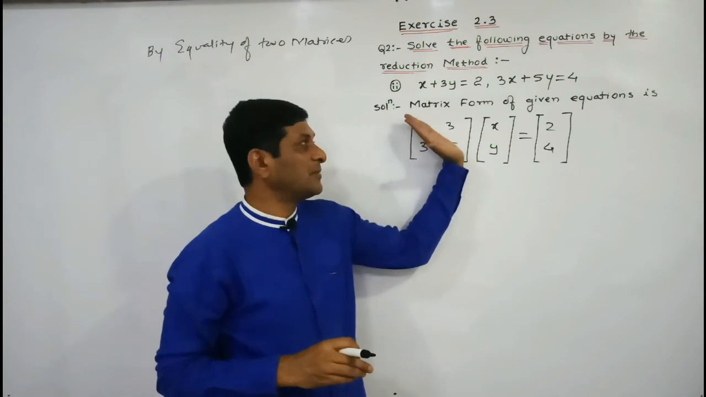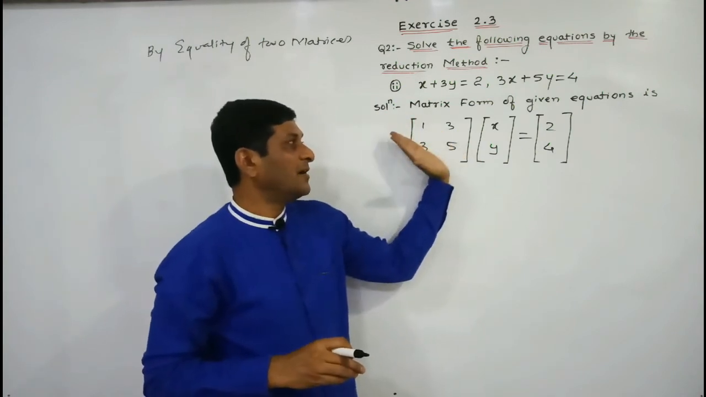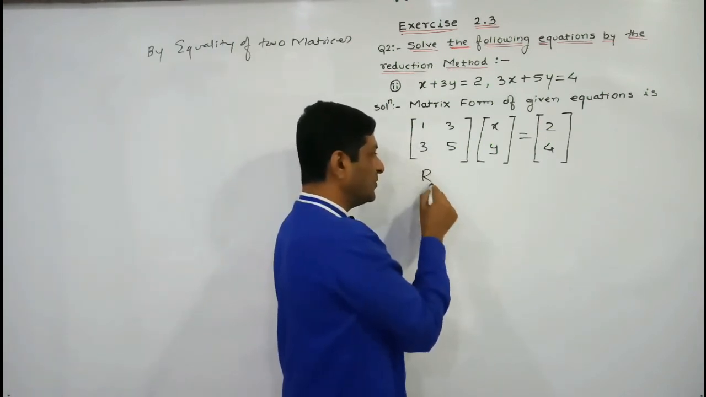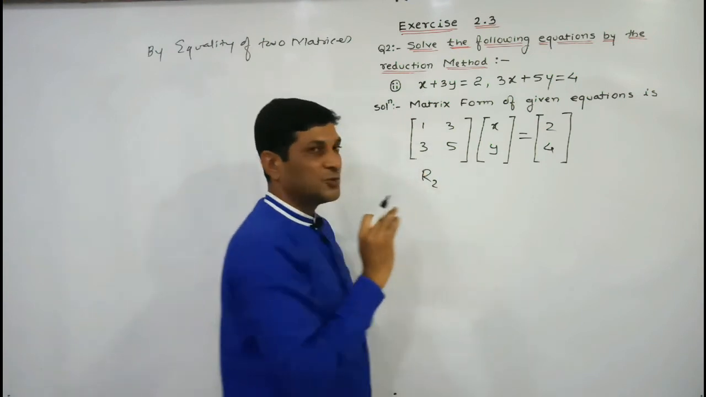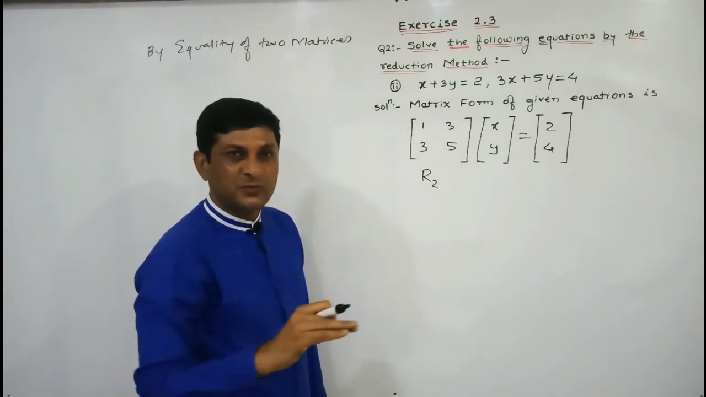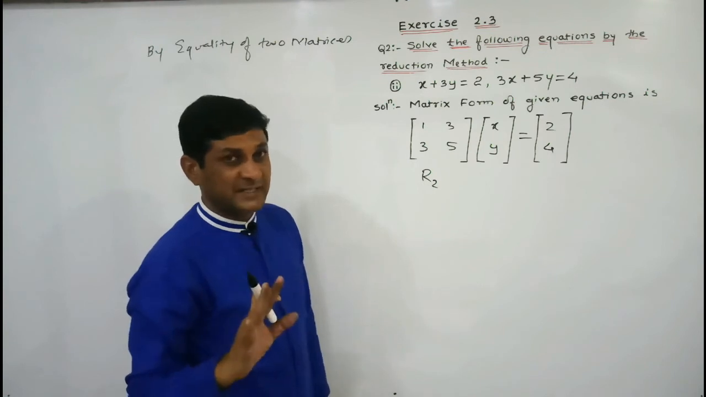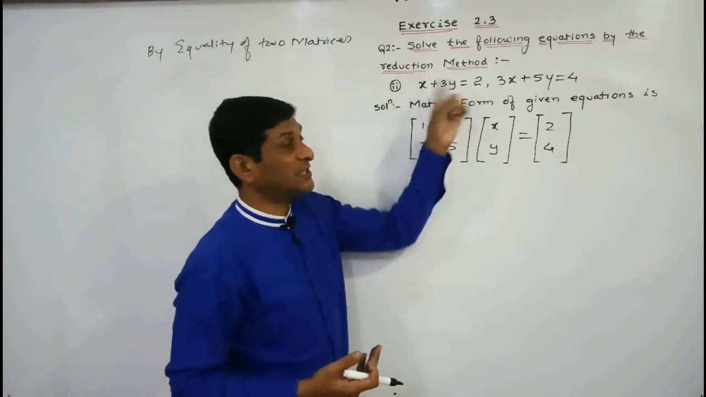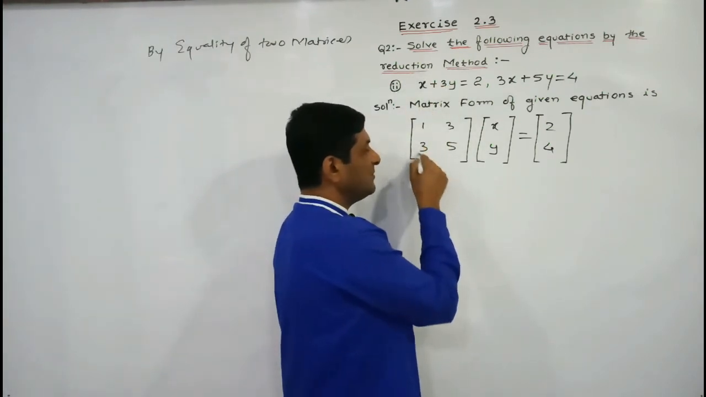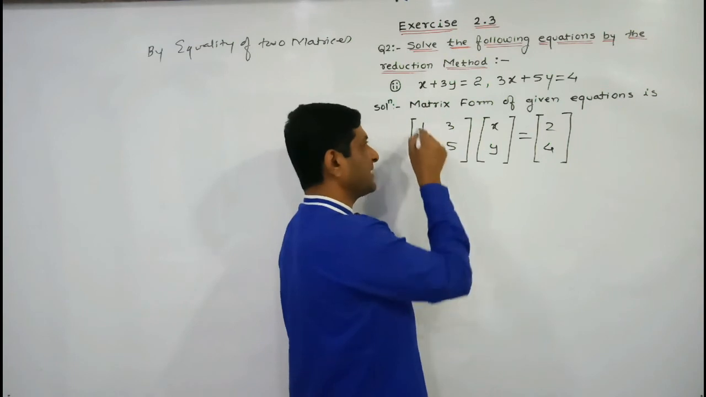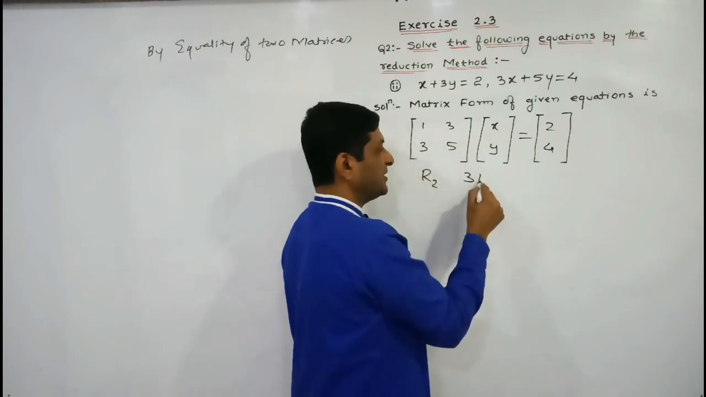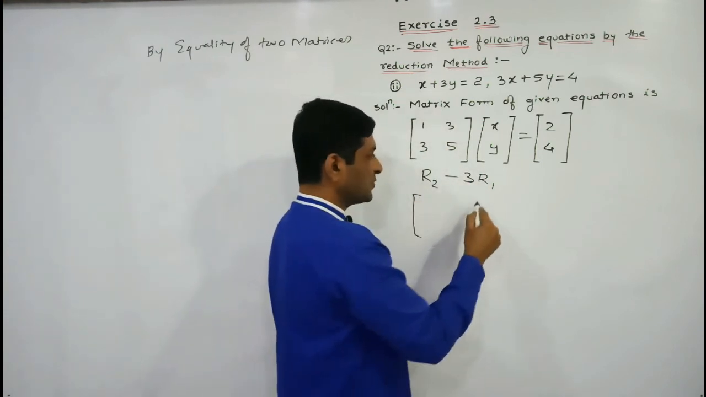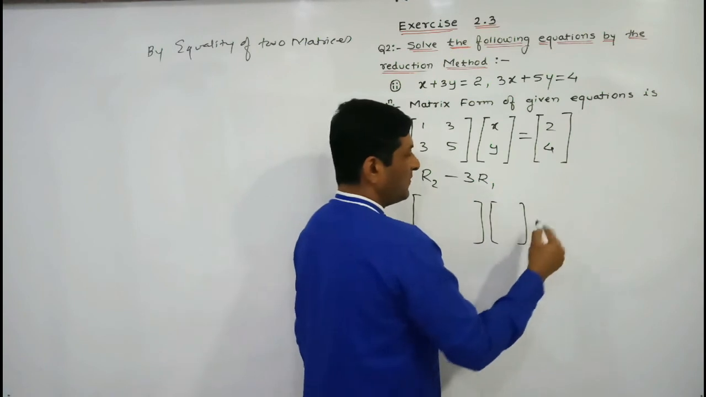Check how many elements are there below the diagonal elements. These are the diagonal elements, and only one element is there below the diagonal, which is nothing but the element of R2. If we are able to convert this element into 0, we can conclude that this matrix will become an upper triangular matrix. And the method which we are using to solve the equations is the reduction method. So what is the element of R2 here? 3. From 3 we have to subtract 3. So here we have to multiply R1 by 3 to get 3. So 3 minus 3 will become 0. So let us perform this operation on the elements of R2.